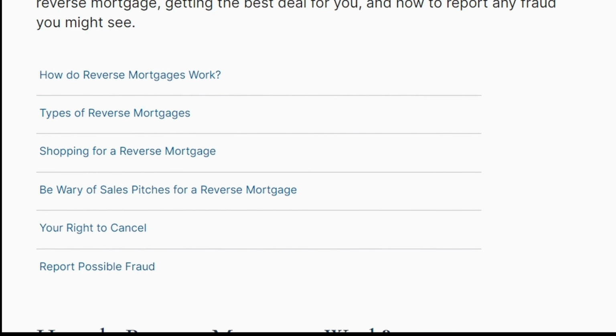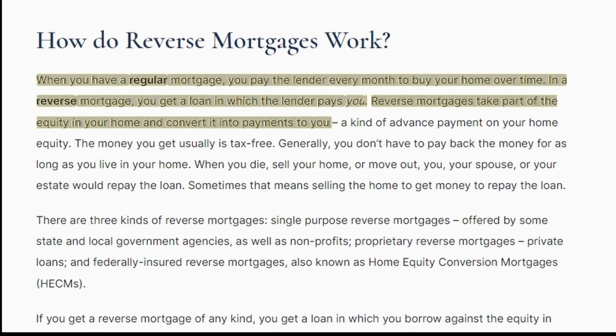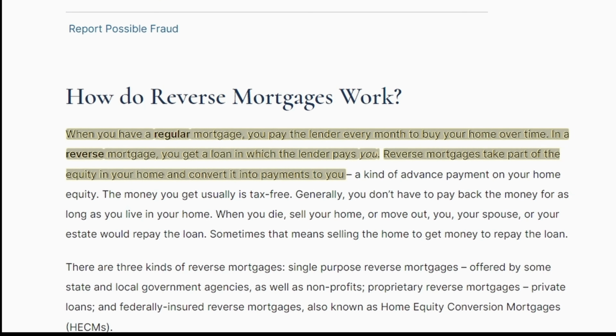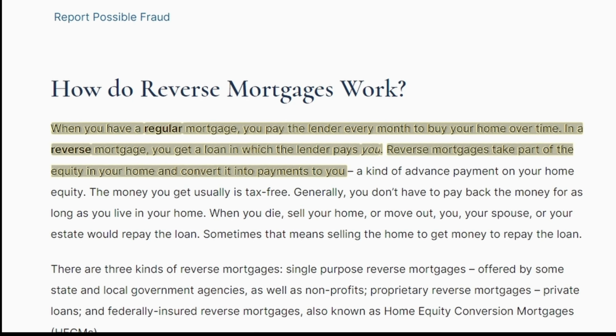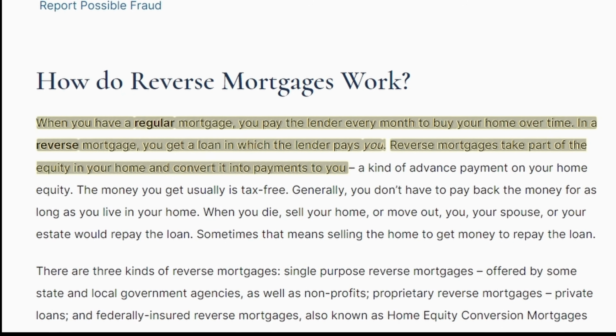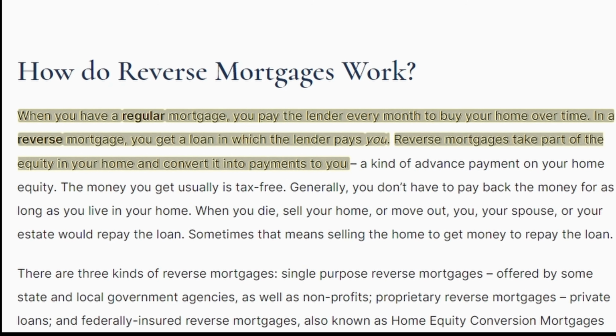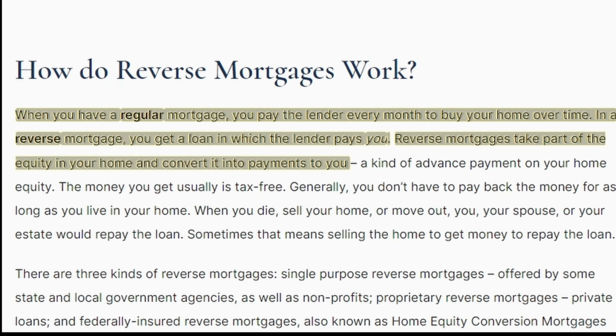How does a reverse mortgage work? Well, let's start here. When you get a regular mortgage, you pay the lender every month to buy your house over time. In a reverse mortgage, you get a loan in which the lender pays you. The reverse mortgage takes part of the equity in your home and converts it into payments to you.